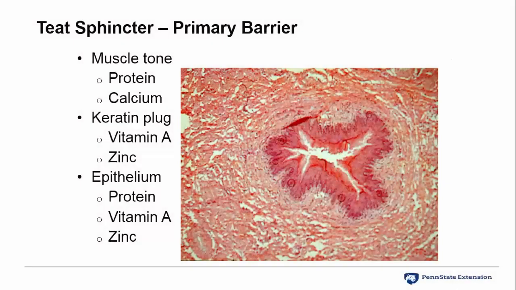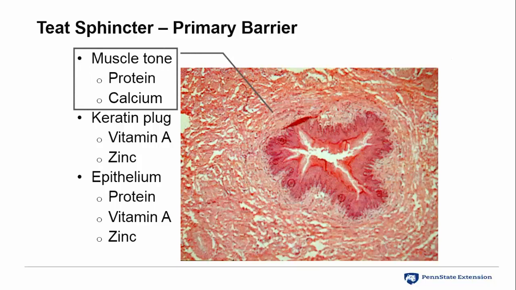So let's talk a little bit more about this primary barrier, what we call the teat sphincter. This is the actual opening. This is the single gateway that bacteria or other pathogens can enter and cause mastitis. So this sphincter has three components to it. One, we have the teat sphincter muscle itself.